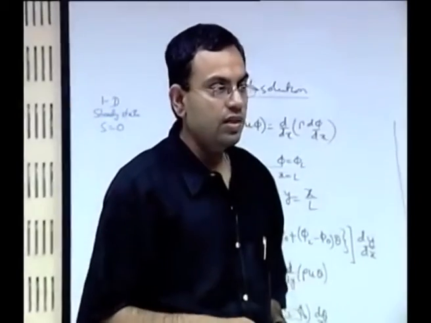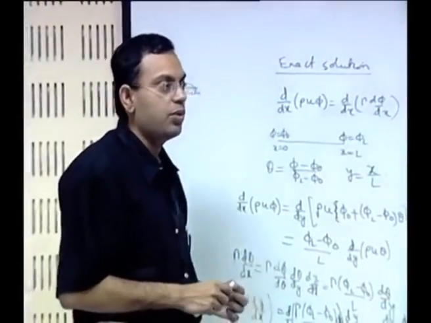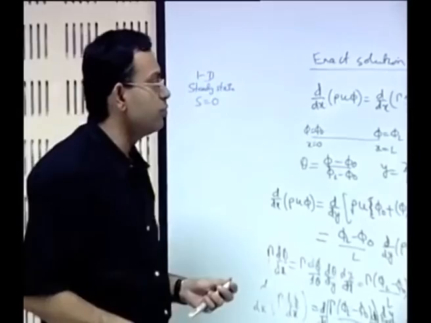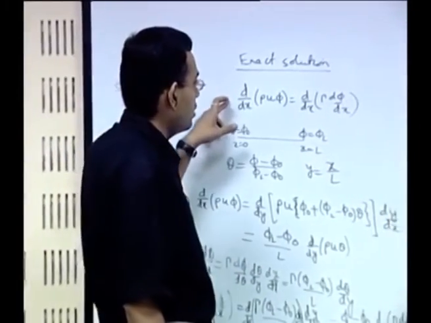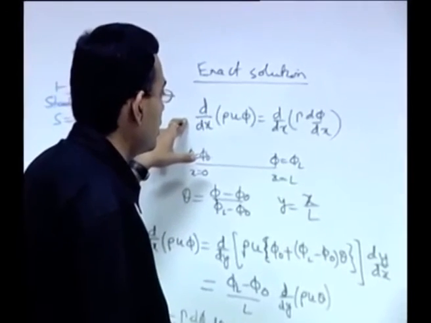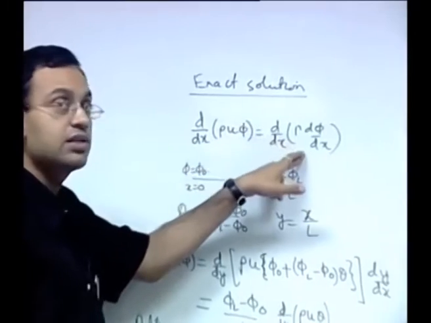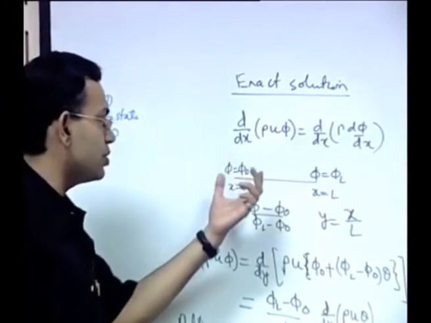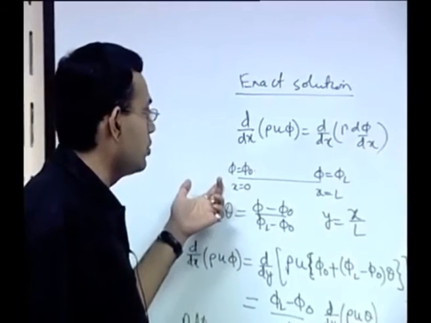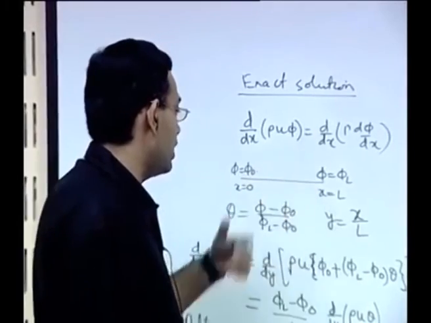In the previous lecture we were discussing the exact solution of a one dimensional problem, and let us continue with that. To recapitulate, we had a steady state convection diffusion equation: d/dx of (rho u phi) is equal to d/dx of (gamma d phi/dx). We tried to impose the boundary condition that at x equal to 0, phi equal to phi 0, and at x equal to L, phi equal to phi L.